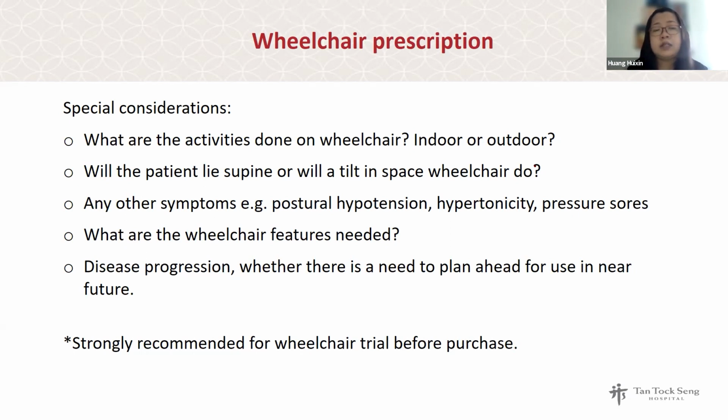So these are all the things we need to think through and also check back with the patients before we do any prescription. Like I said in the earlier slide, it's very important for us to get the patient to sit on the wheelchair and feel it before purchasing, because after all, a wheelchair is not a very cheap item.